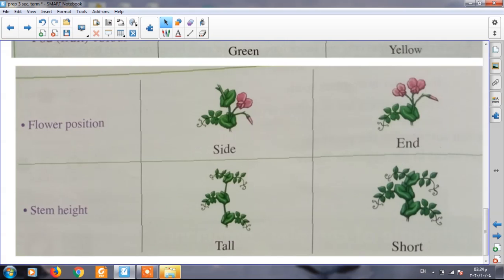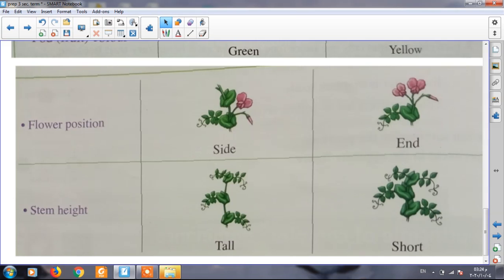The last trait is stem height, which may be tall or short. Of course tall is dominant, but short is recessive. So in this way we studied the most important traits found in the pea plant, and we also studied which of them are dominant and which are recessive.